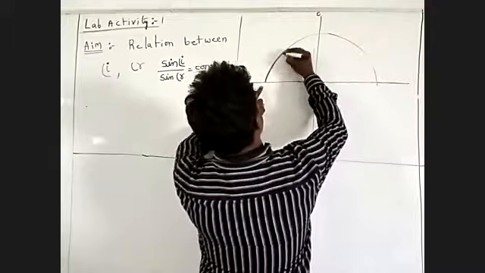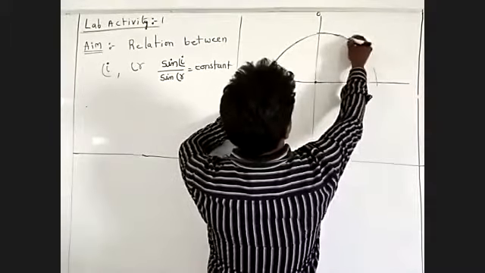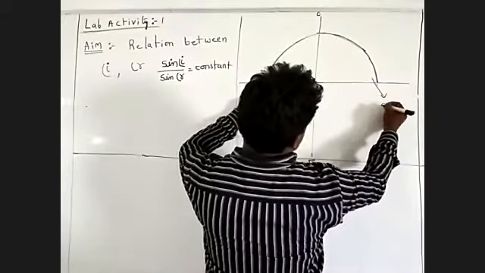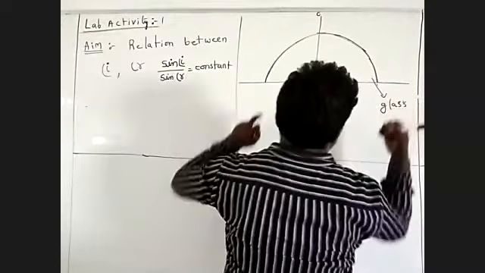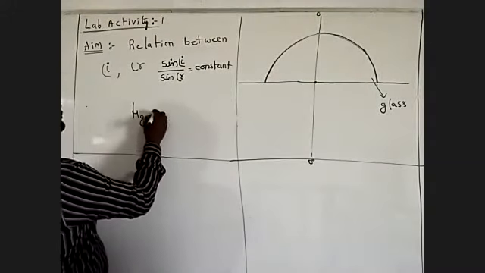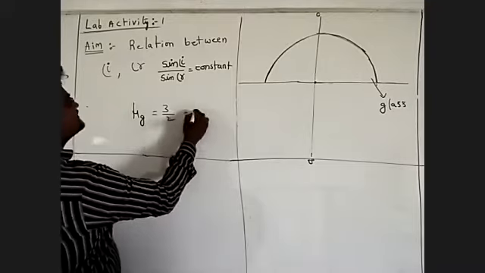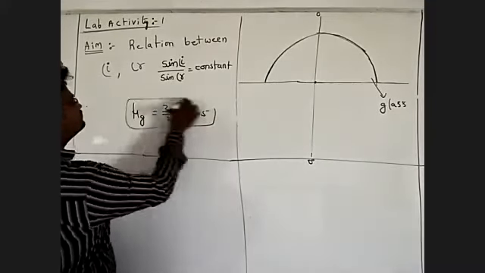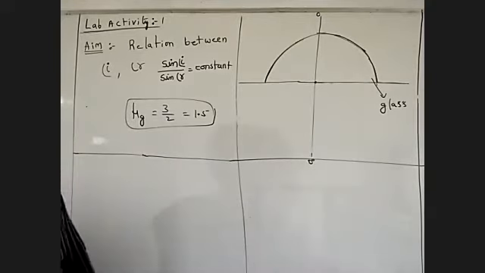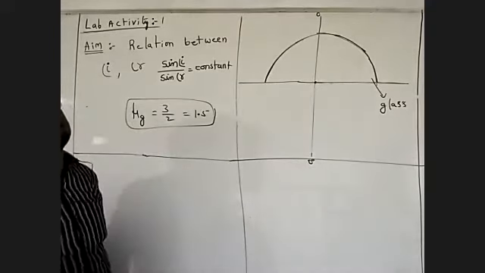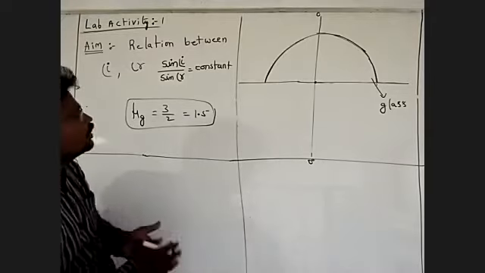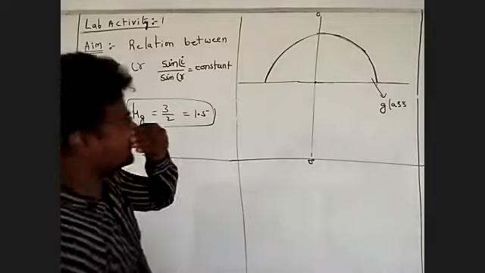This protractor is made up of glass. Generally, mu g, the refractive index of the glass, is 3 by 2, that is 1.5. That is a practical value.